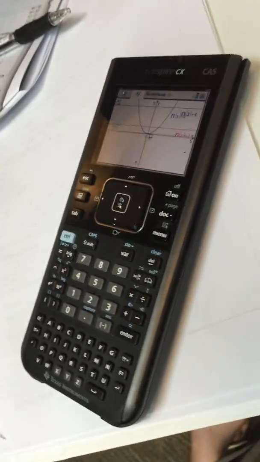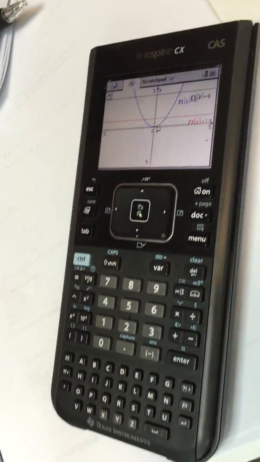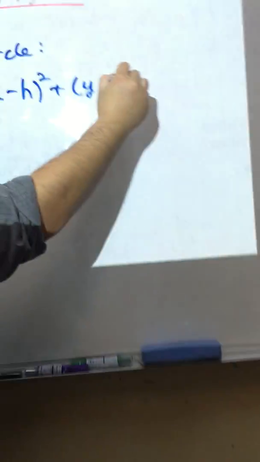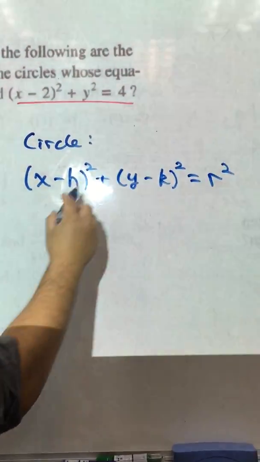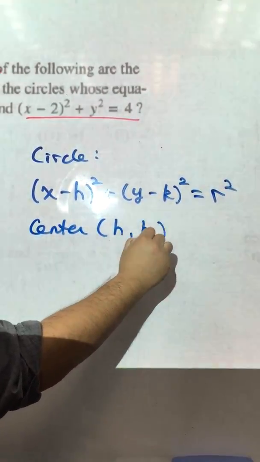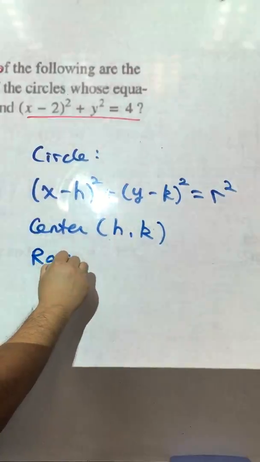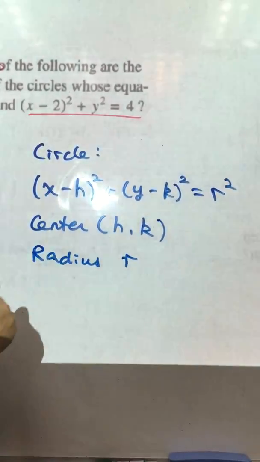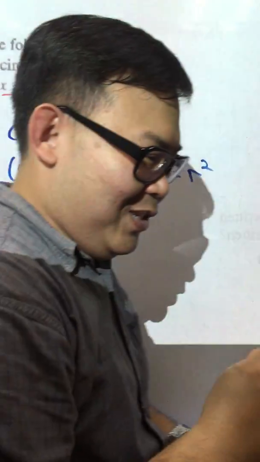Actually, you need to know the standard form of a circle. Okay. What's the standard form of a circle? (x minus h) squared plus (y minus k) squared equals r squared, where the center is given to be the position (h, k), and r stands for the radius. And let's learn how to use the calculator to plot.